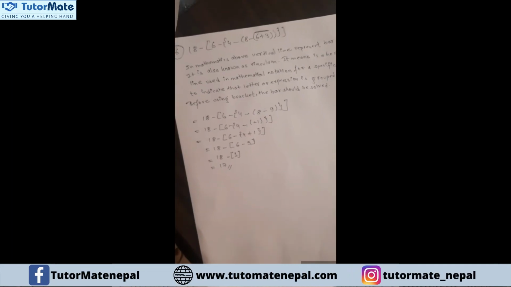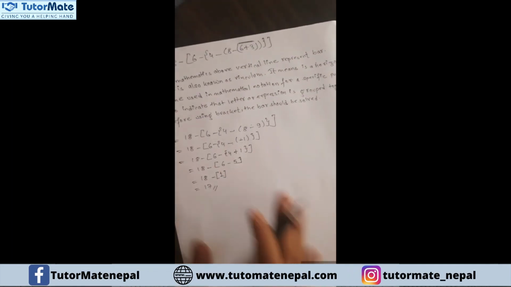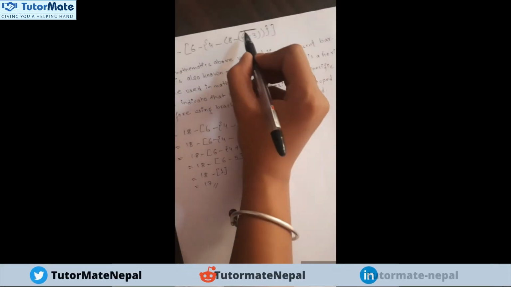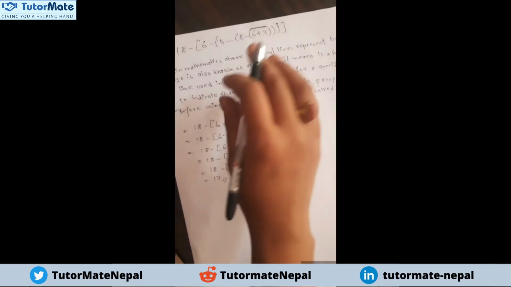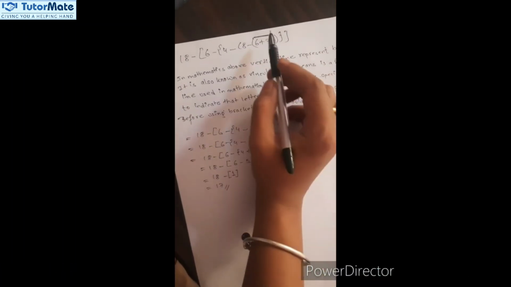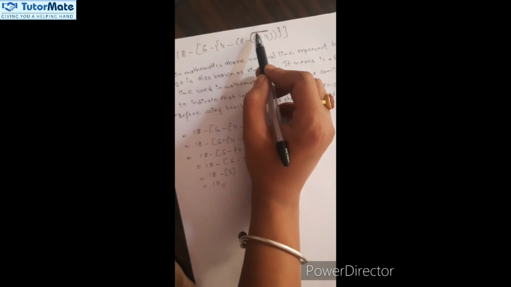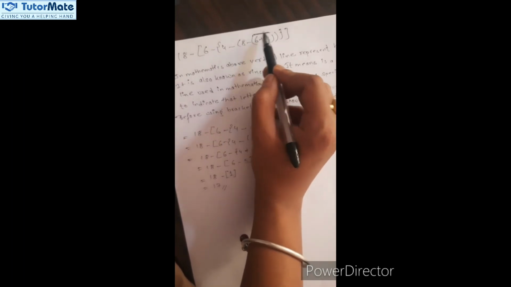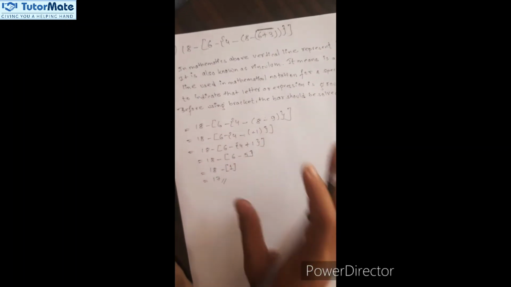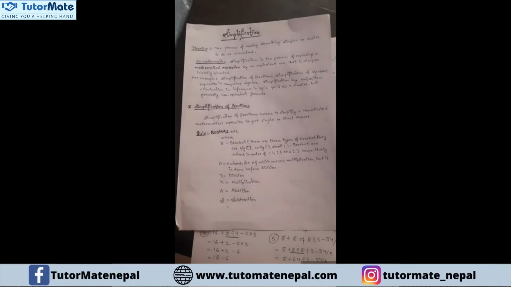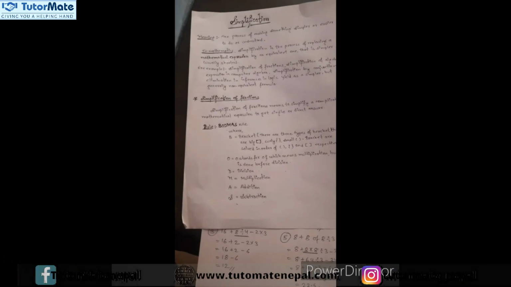Nothing is difficult here, just the difference is that the bar should be solved first before the bracket. In any question, if there is a symbol like this, it should be solved first, and the remaining steps are the same. Hope all of you are clear about the BODMAS rule and simplifications.